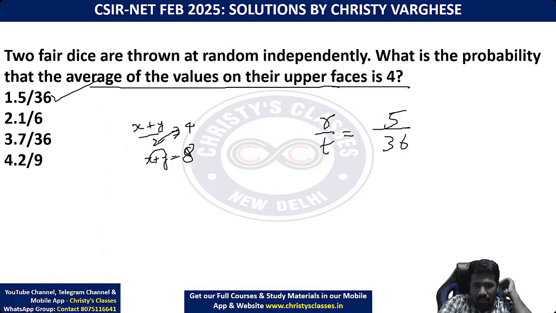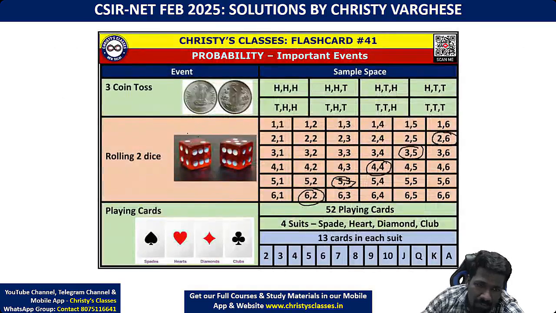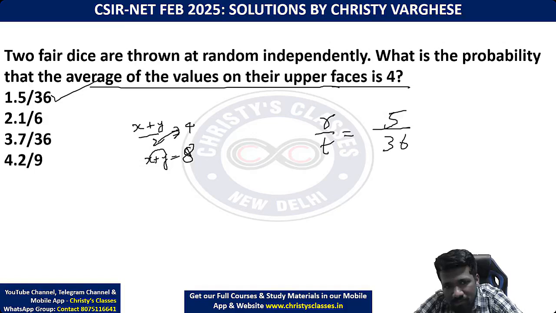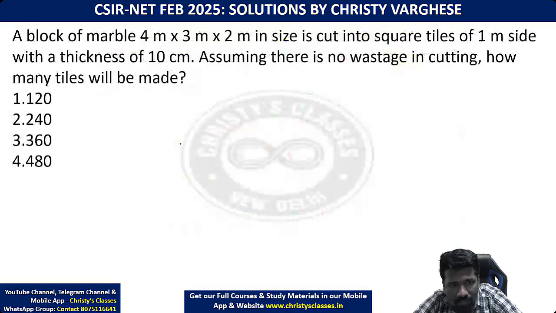Upper face means the face that you see from above, Shashikala. This is the upper face. Look at this. Because the upper face is visible, that is why upper face is mentioned. All clear? Easy question, na?